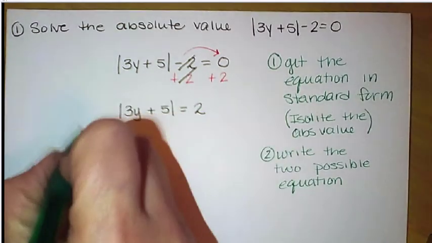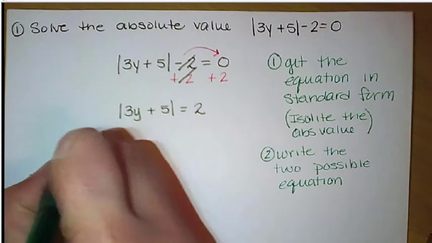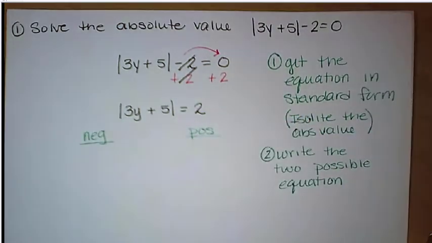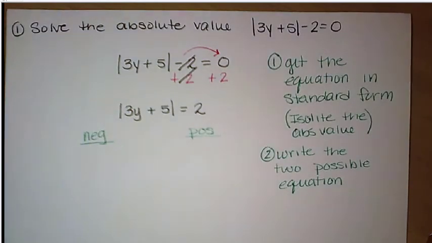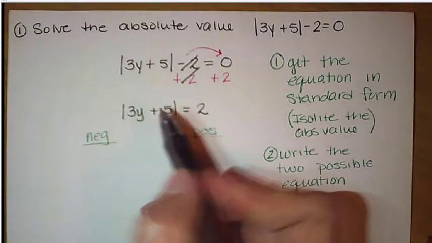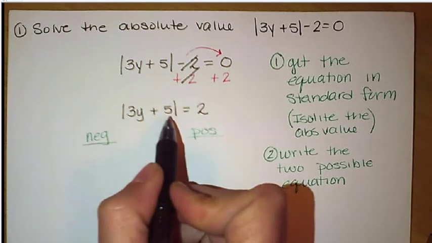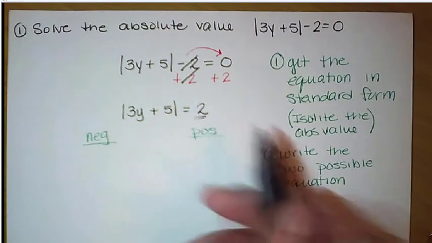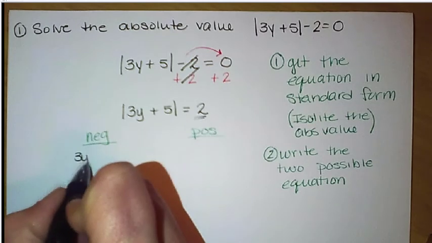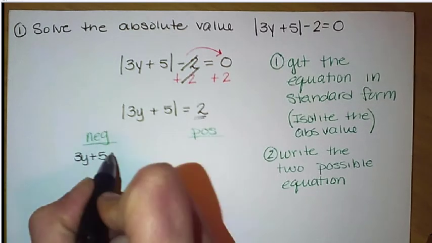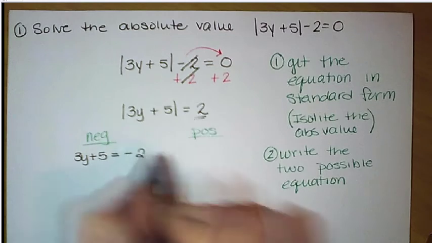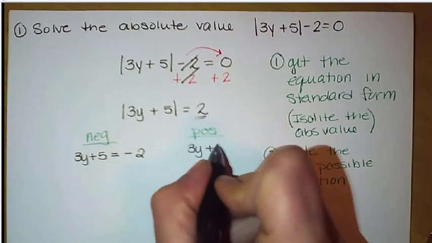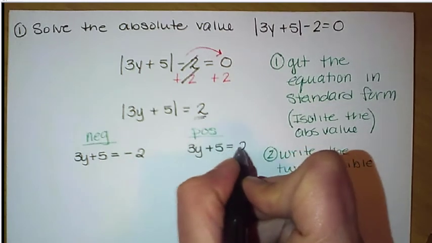So we need to write our negative side of the equation and we need to write the positive side of the equation. Now the biggest thing you have to remember when you write these equations is you are not changing anything about what is in this absolute value. The only thing we're changing is the 2. So this would become 3y plus 5 is equal to a negative 2. And for our positive it would be 3y plus 5 is equal to 2.